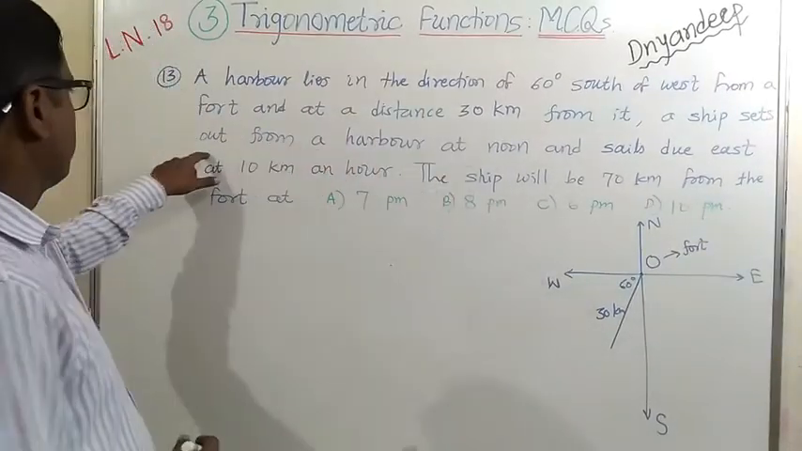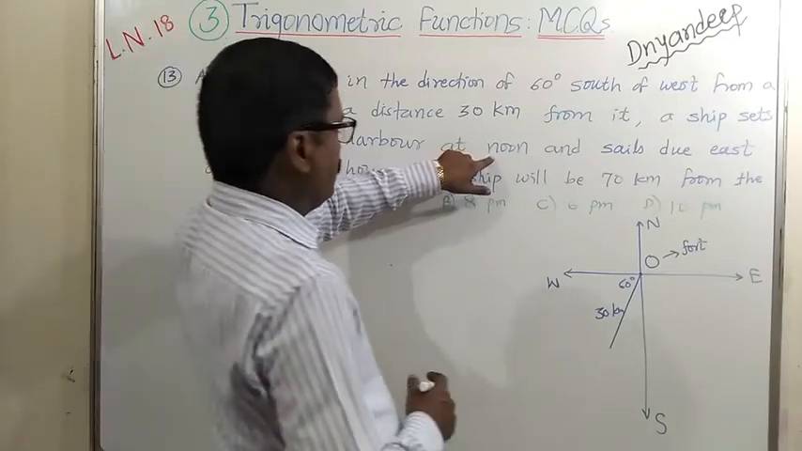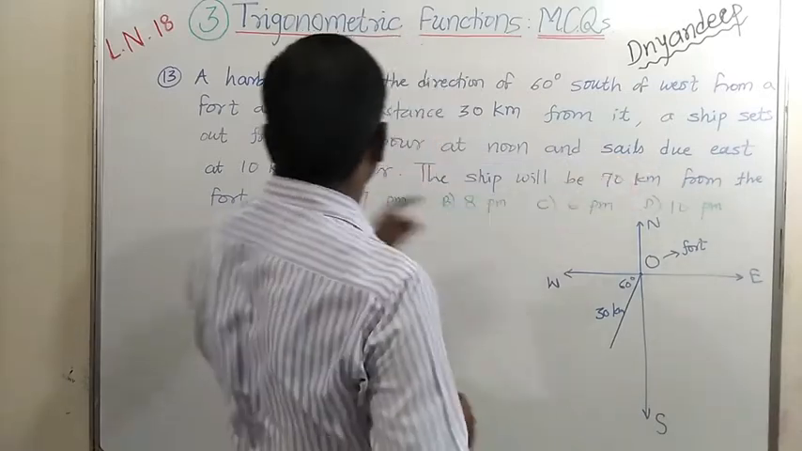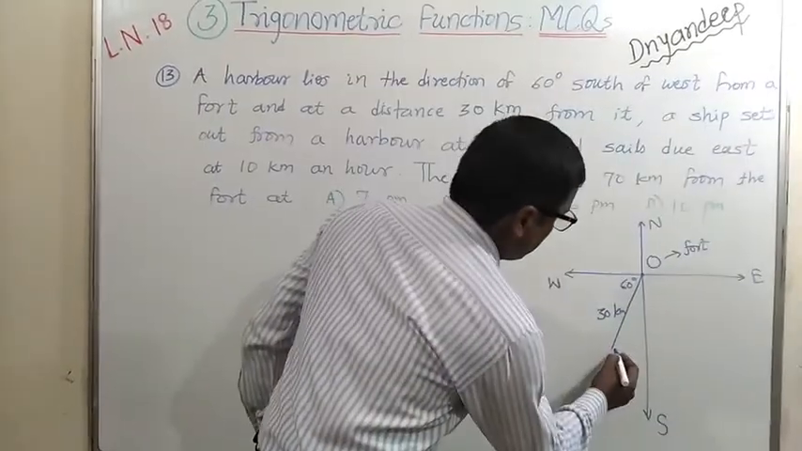A ship sets out from the harbor at noon, that is 12 o'clock in the afternoon, and sails due east at 10 km an hour. It is going towards the east.